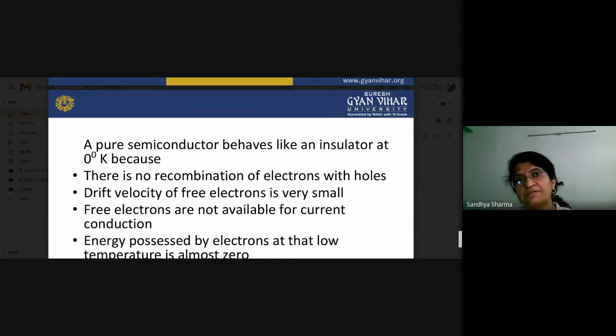So now what will happen? At initial conditions, all the covalent bonds are tightly fitted with our atoms. So at normal conditions, they will work as an insulator. They are not easily moved here and there. So this is called a semiconductor behaving like an insulator at 0 degrees Kelvin.